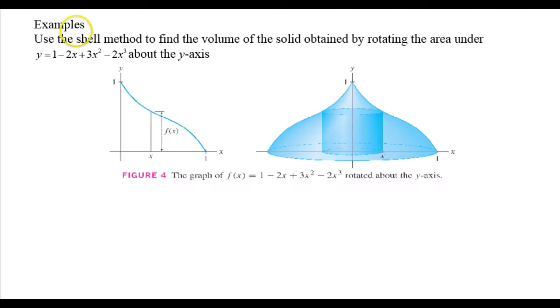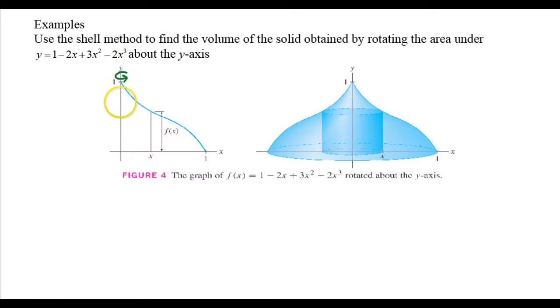Alright, let's take a look at some examples. So we want to use the shell method to find the volume of the solid obtained by rotating the area under this function 1 minus 2x plus 3x squared minus 2x cubed about the y-axis. So first of all, let's notice that I'm given a function of x, and the graph has been given to me. So this blue function is a function of x. It's this cubic here. And I want to rotate about the y-axis. So my axis of rotation is right here.